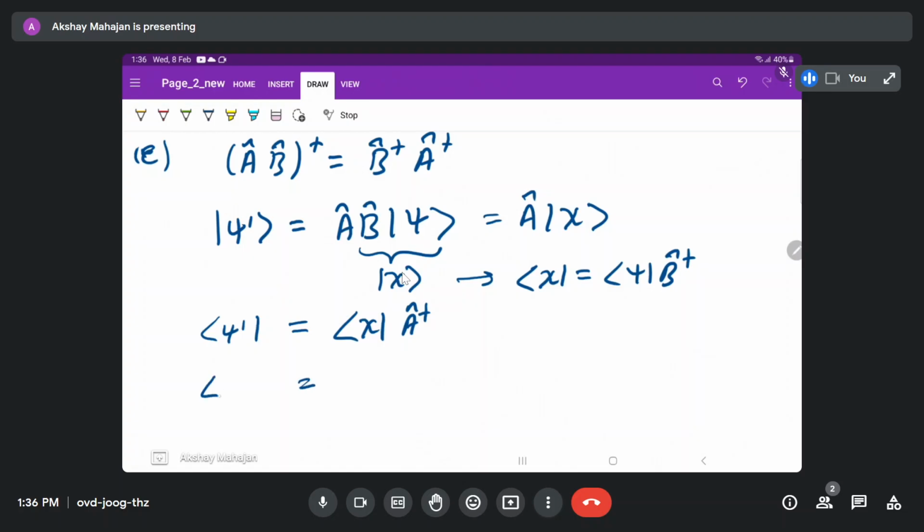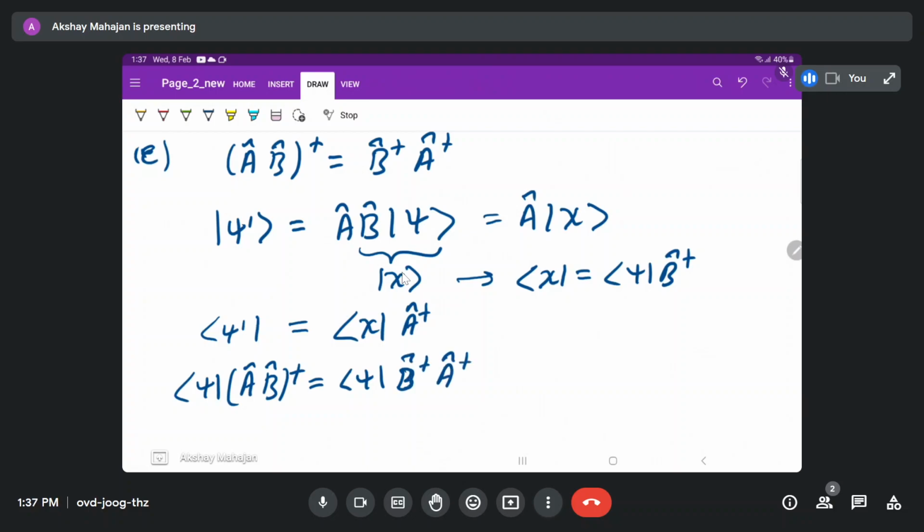Just replacing it there, what we have is this psi prime, and also we know how the bra of psi prime will be written. It will be written as bra of psi a cap b cap whole adjoint, and then bra of chi will open as bra of psi b cap adjoint a cap adjoint.